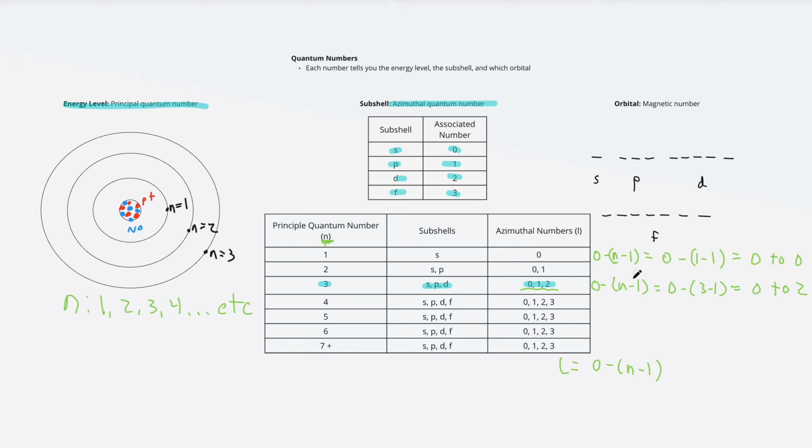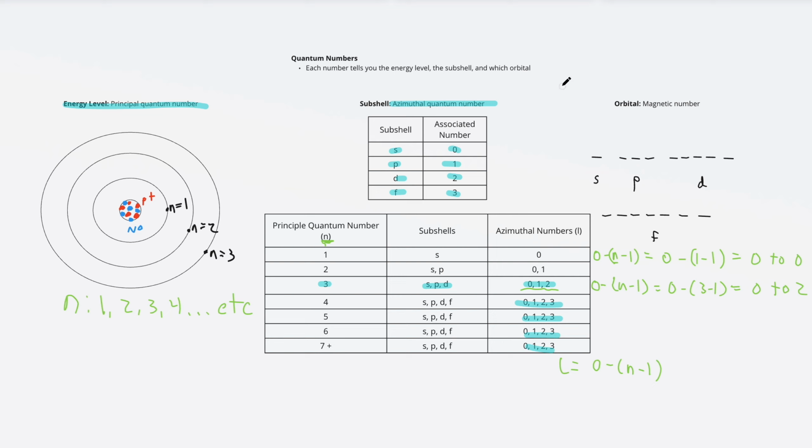Now on this chart, if you notice, we don't go past 3. And again, just like one of the reasons we had earlier, you're just never going to have enough electrons to go past the 4th subshell. So you're never going to have higher than a number 3 azimuthal number, even though it's theoretically possible that you could if you had enough electrons.